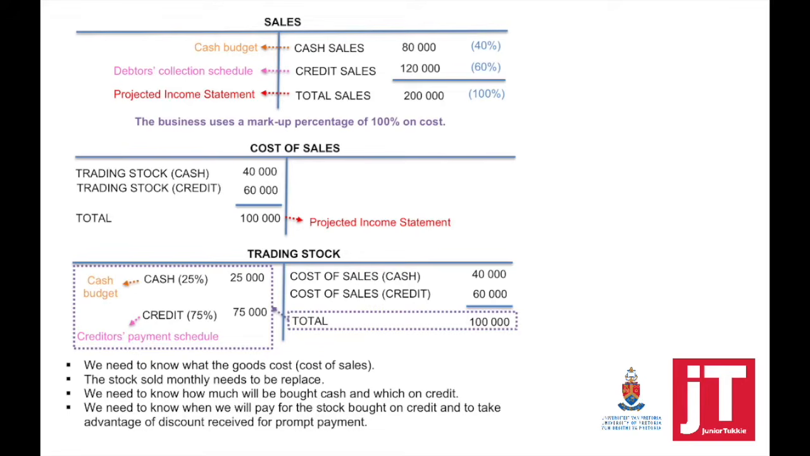Very important to remember, when we want to know what is the cost of the goods that we've sold, we need to work out the cost of sales using the total sales and not only just the cash sales or credit sales. The total cost of sales will be used to find out what is the stock, how much we need to plan to replace.